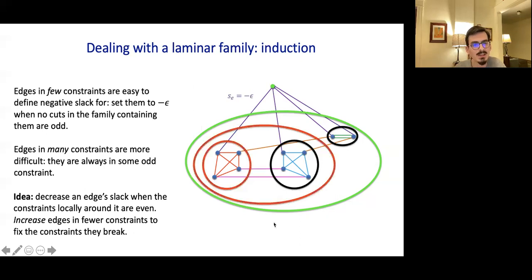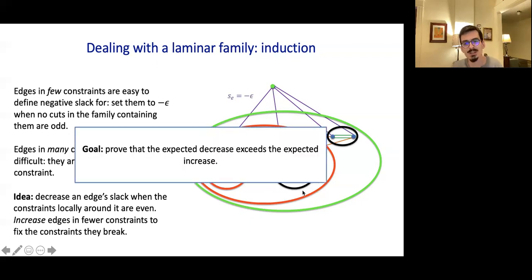However, there may be constraints lower down in the hierarchy, maybe these two red ones, that are active. Maybe these cuts are odd, but now we've reduced this edge's y_e, and so we've broken these constraints. These now sum to less than 1 in the matching LP. But the edges lower down are in fewer constraints, and so basically by induction, you can imagine they have some room to increase to make up for this edge's decrease. So that's what we're going to do.